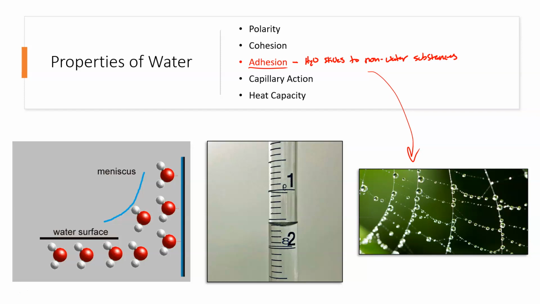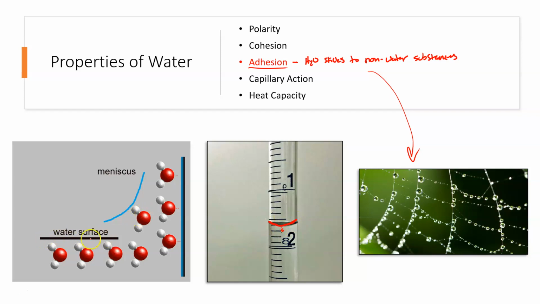Another perfect example of adhesion is the meniscus. You know that when you put water into a graduated cylinder, it actually creates a bend, partially due to gravity, which is pulling the middle down, but it's due to adhesion that the sides are bending up. And so you can see that if we zoom in.